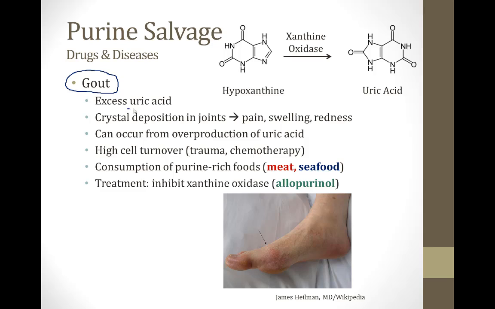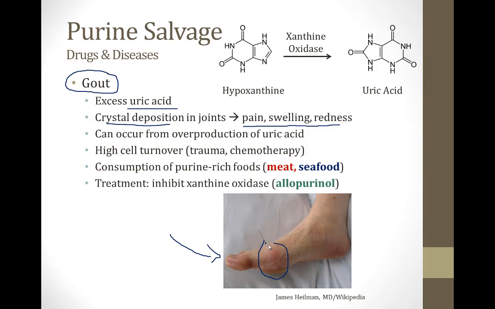Gout occurs when there is excess uric acid present in the plasma. Uric acid crystals will deposit in joints, leading to pain, swelling, and redness. The most common location is the base of the big toe, as is shown in this picture right here. Now, this can occur from under-excretion of uric acid.